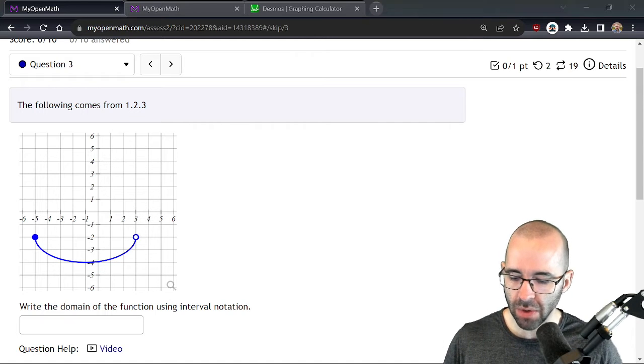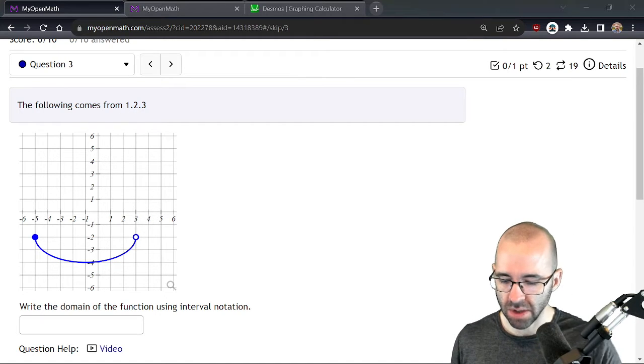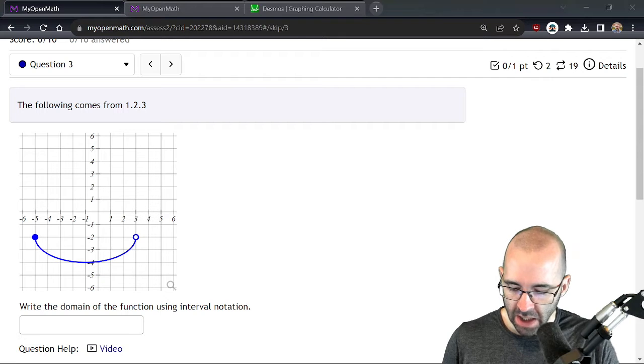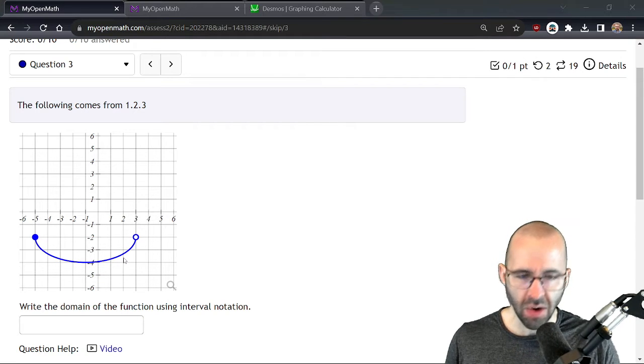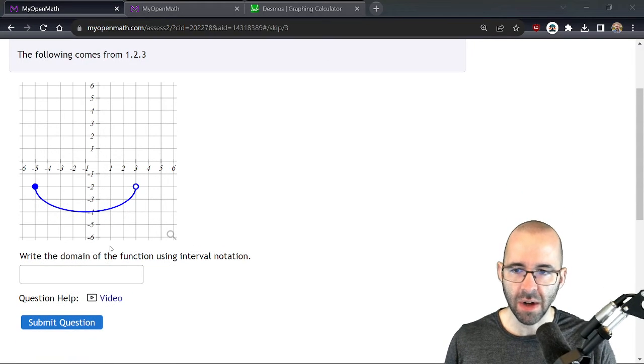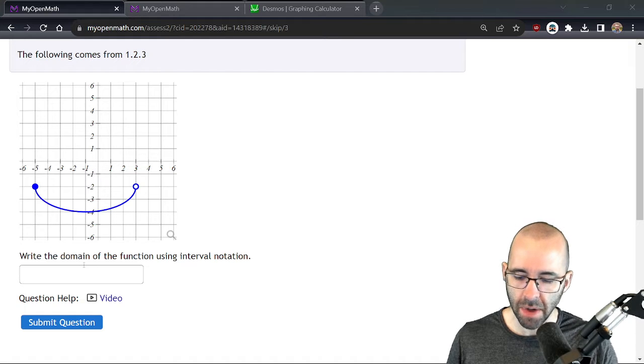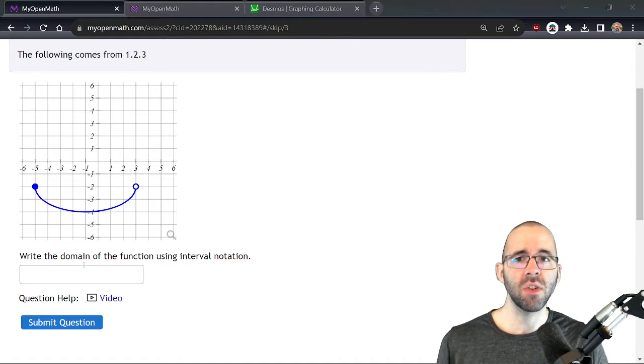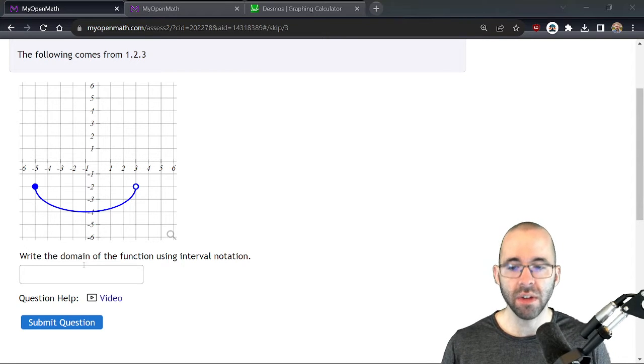We're going to start with number 3. Again, please try it before you look at the video. And this is finding the domain from the graph. We're also going to get some practice finding the range, even though the question only asks for the domain. So remember that the domain is all the inputs. Usually we think of those inputs as x coordinates.